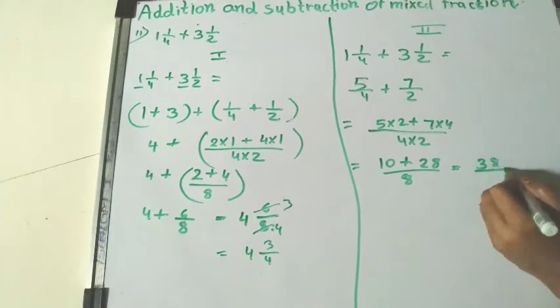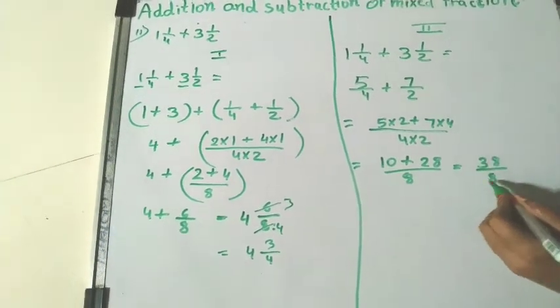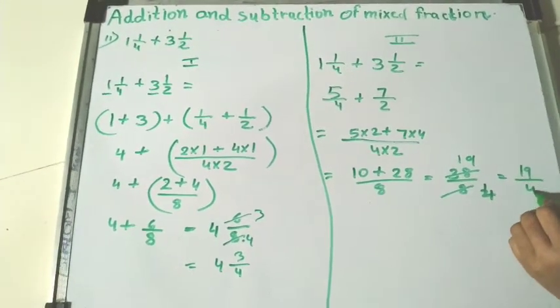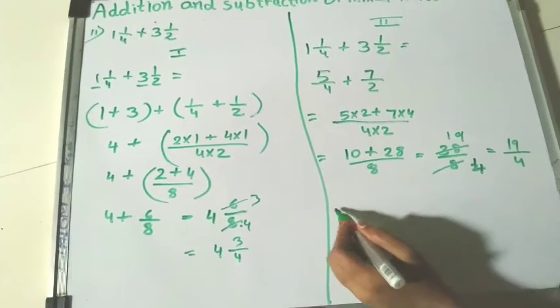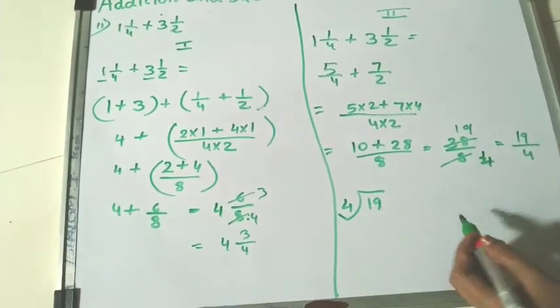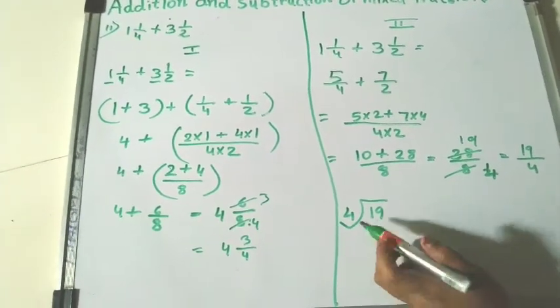38 by 8, 4 2s are 19 by 4. The smallest form is 19 by 4. You can change it into a mixed fraction. How to? At first divide 19 by 4.